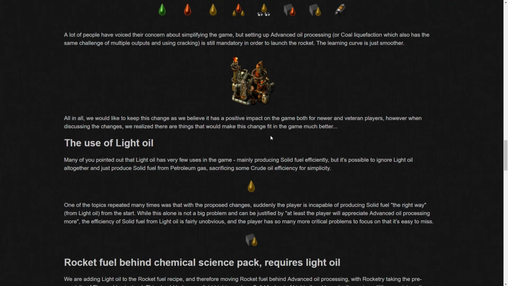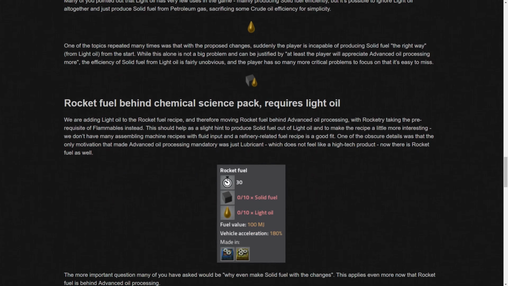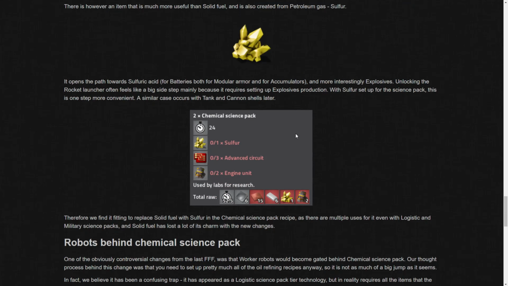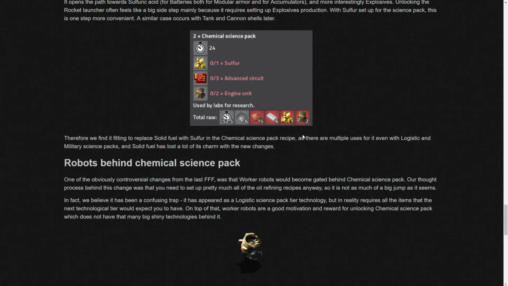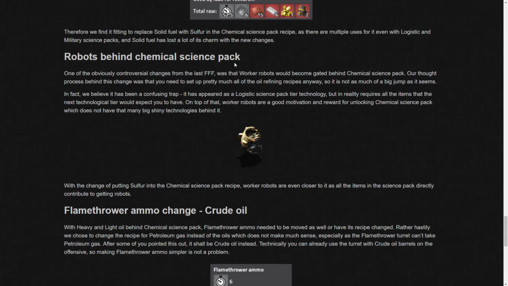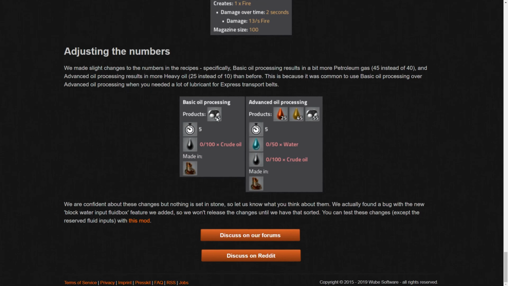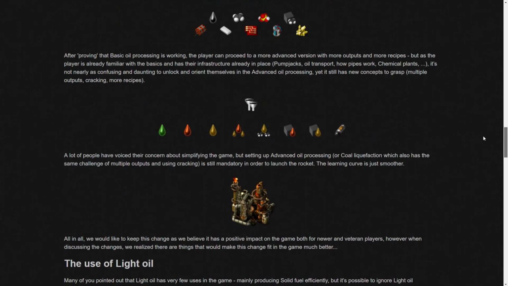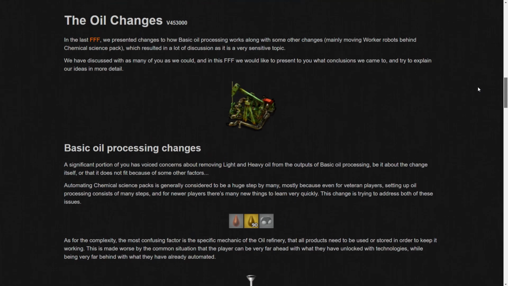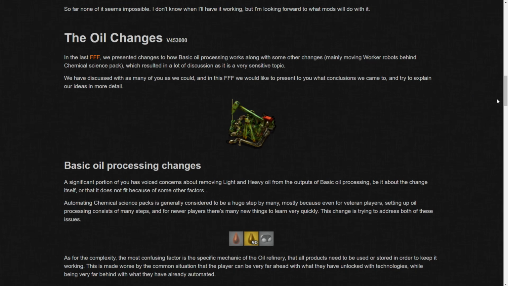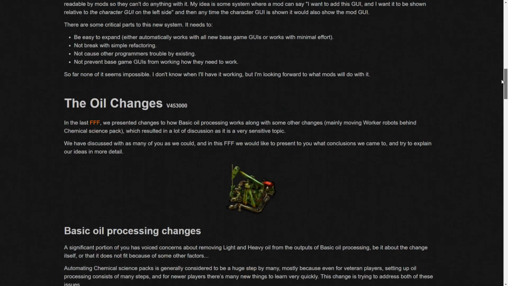And advanced oil processing is going to give you more heavy oil than it used to. And that's pretty much it. I mean, the bots are locked behind blue science, and then the flamethrower ammo change. But I think those are the main changes here. Yeah, those are the main changes. And these are the main changes from last week, essentially. Yeah. So now, what do we think of these changes?